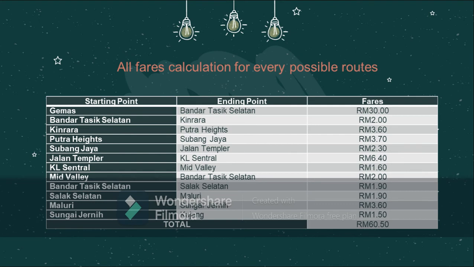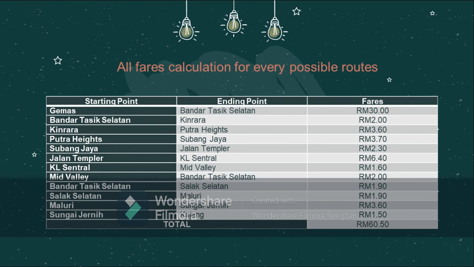Starting point Gemas, ending point Bandar Tasik Selatan. Fare around RM30. Bandar Tasik Selatan to Kinrara RM2. Kinrara to Putra Heights is RM3.60. Putra Heights to Subang Jaya RM3.70. Subang Jaya to Jalan Templer RM2.30. Jalan Templer to KL Central RM6.40. KL Central to Mid Valley RM1.60. Mid Valley to Bandar Tasik Selatan RM2.